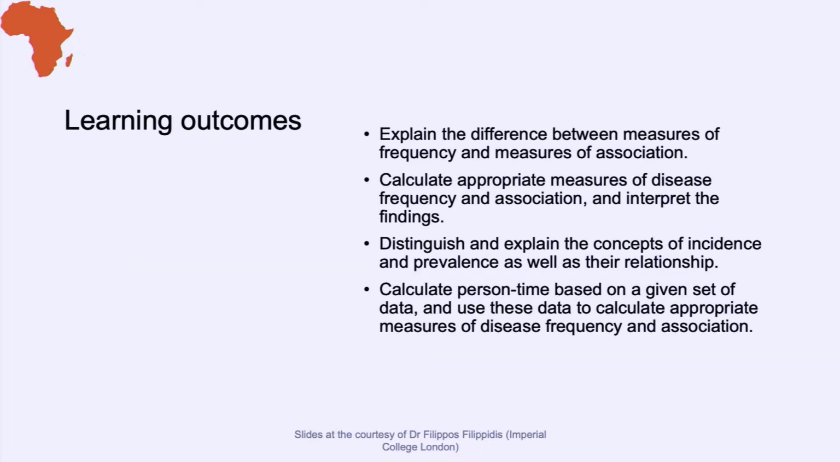Okay. So that's the end of the lecture. I am hoping that you can explain the difference between the measures of frequency and measures of association, that you can calculate the measures of disease frequency and association. You can somewhat distinguish and explain the concepts, at least using some of these lecture notes, and calculate the person time based on a given data set. I think you will practice this, and the more practice you have in using these formulas, the easier they get, or the more intuitive they get. But I hope this was an easy to follow reminder of the basic concepts of epidemiology.